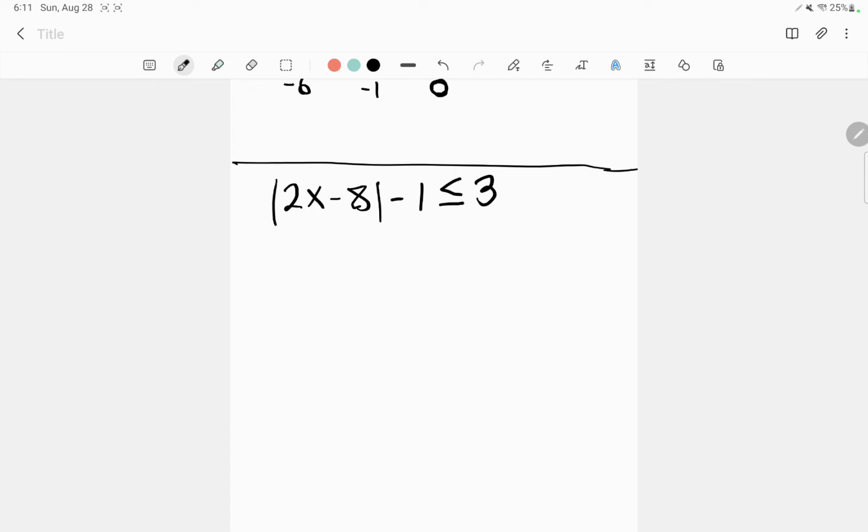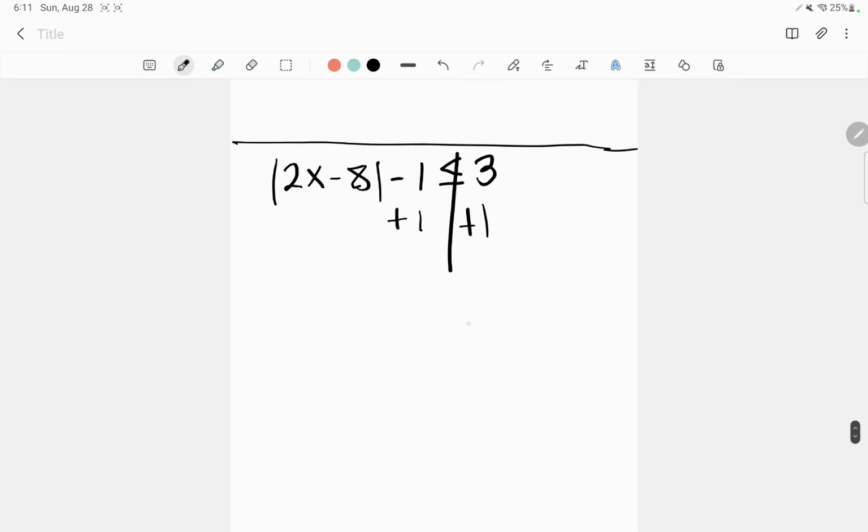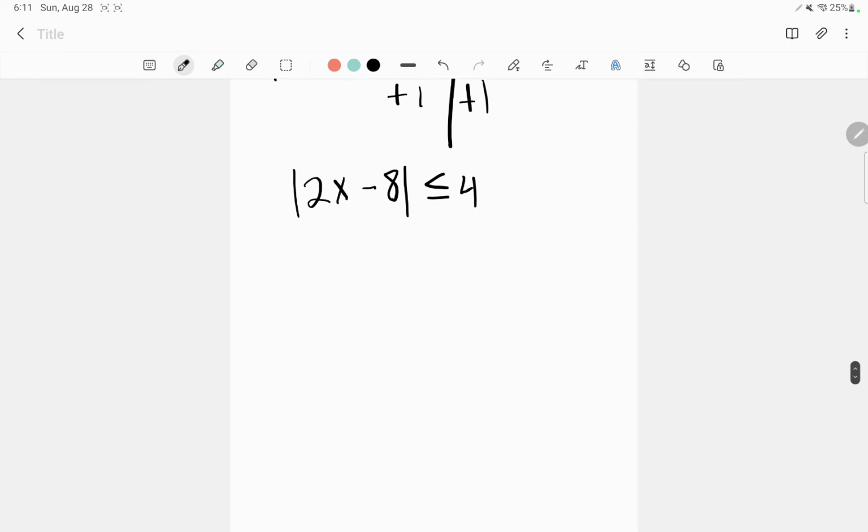So first thing on this problem, we have to solve for my absolute value. So I'm going to have to move everything to the right side. So plus 1, plus 1. Okay, so now we have 4. I'm going to put my inequality, and I'm going to write my negative 8 and my 2x inside. Okay, so that's the first thing.